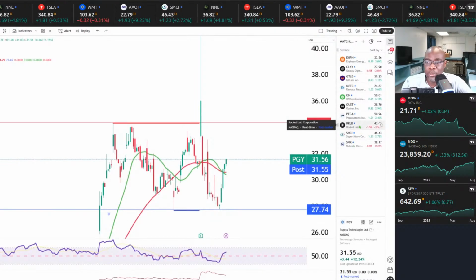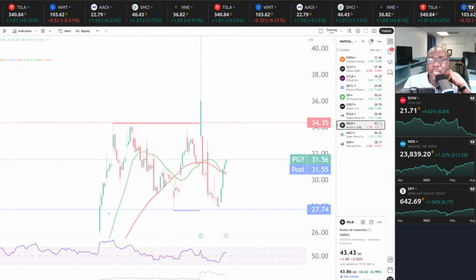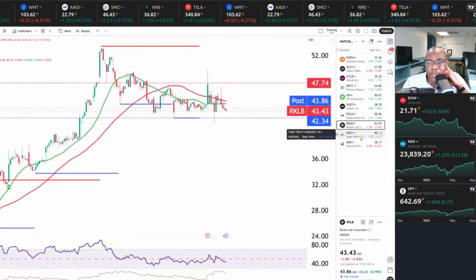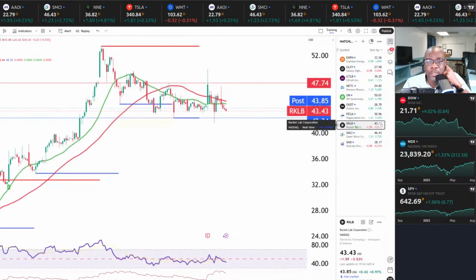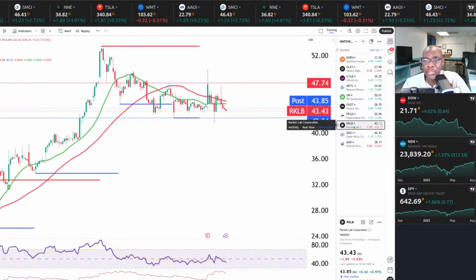Now, the next one that we're going to be looking at is going to be RKLB. I don't like to trade stocks that I traded earlier. Like this particular stock, I traded this last week, and I made some money off of this one.